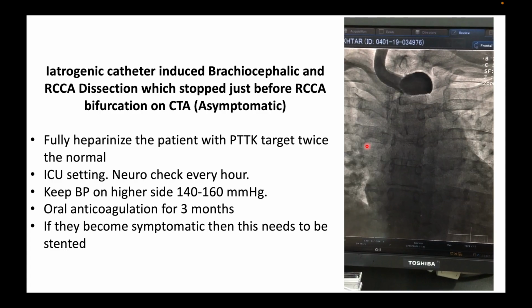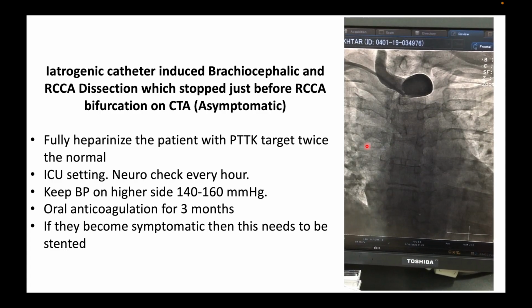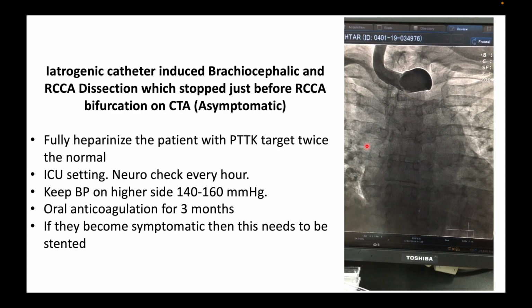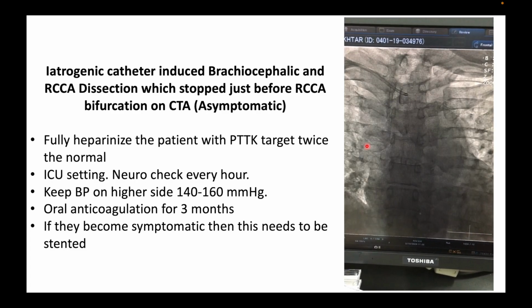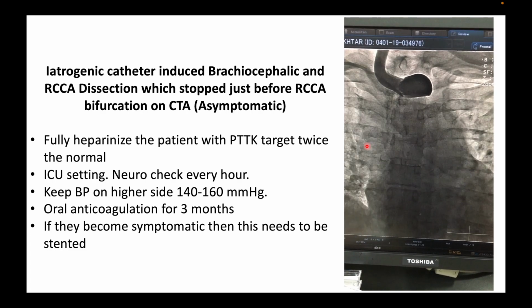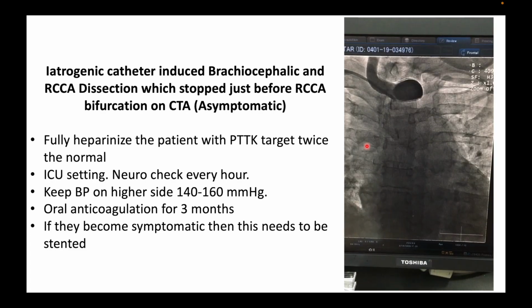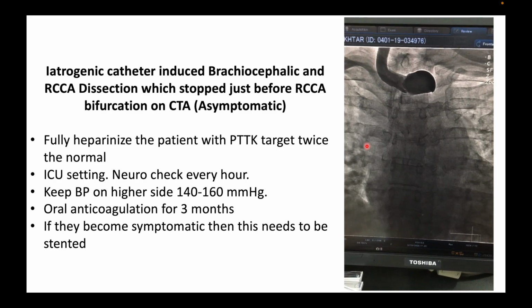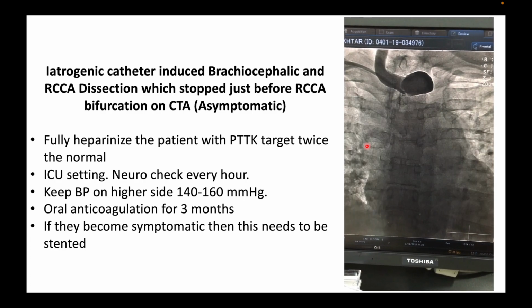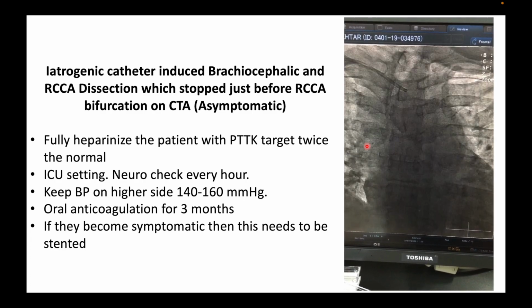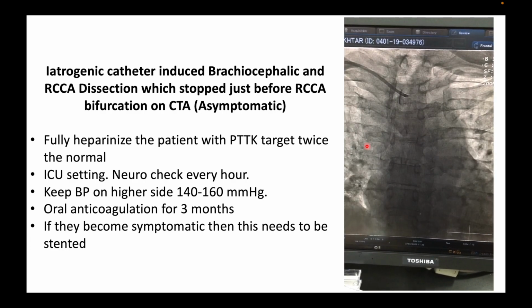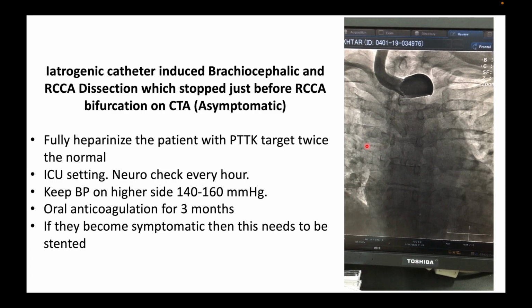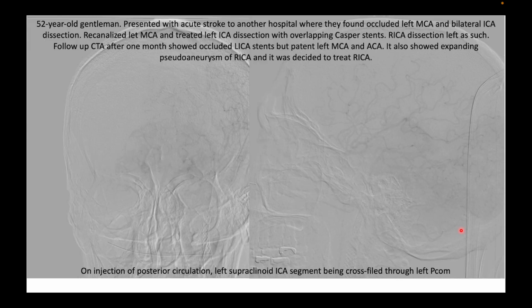So we fully heparinized the patient with a PTT target of twice the normal, kept the patient in an ICU setting for a neuro check every hour, kept the BP on the higher side, 140 to 160 millimeters of mercury, and then we gave the patient oral anticoagulation for 3 months. We did not intervene on this patient because he was totally asymptomatic. If they become symptomatic, then this needs to be stented. But in this case, we did not have to, and the patient was kept on medical treatment and did well.